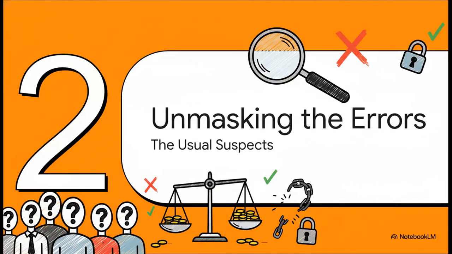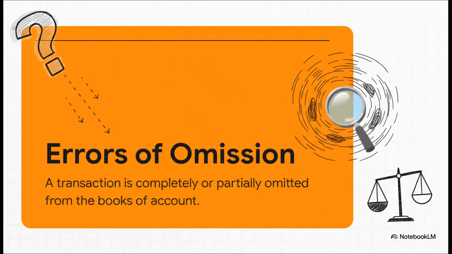Okay, now that we've set the scene, it's time to meet our usual suspects. We're going to look at the main types of errors that are slick enough to sneak right past a trial balance without setting off any alarms. First up, we have the error of omission. I call this one the silent culprit because the transaction just disappears. It never gets recorded in the first place, so it leaves behind no evidence, no trace, and most importantly, no imbalance in the books.